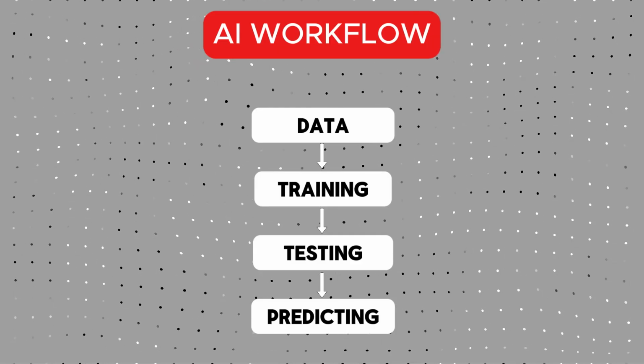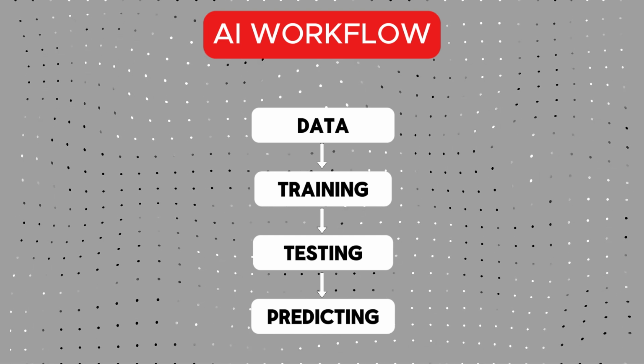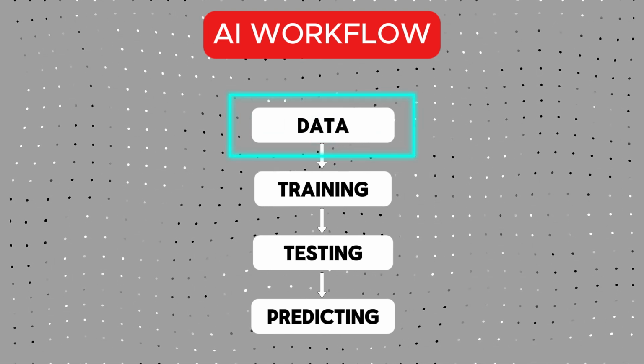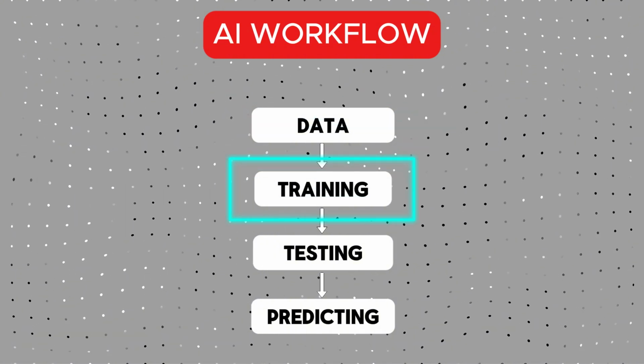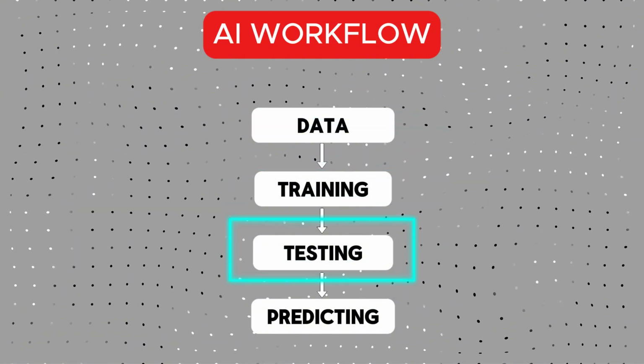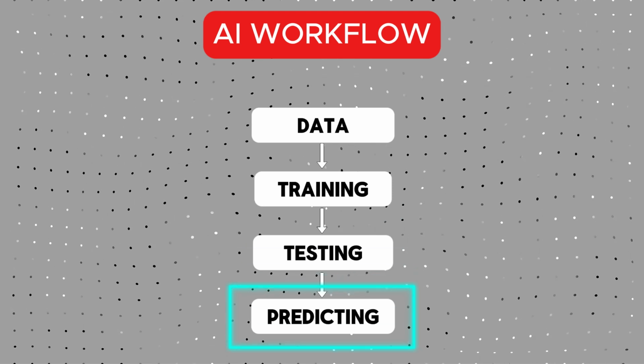To sum up, AI workflow follows a structured process. We first collect data and make sure that it is useful for our use case. We use a subset of the data for training a model, another subset for testing the model, and then finally, we can use that model for making predictions, all the while having human oversight over this entire process. This workflow is the foundation of all AI systems, from chatbots to recommendation engines to fraud detection tools.